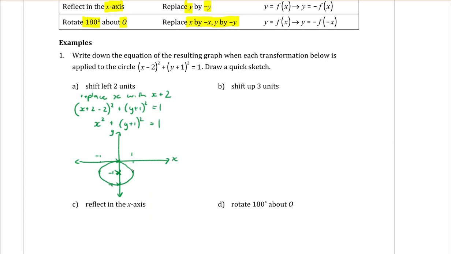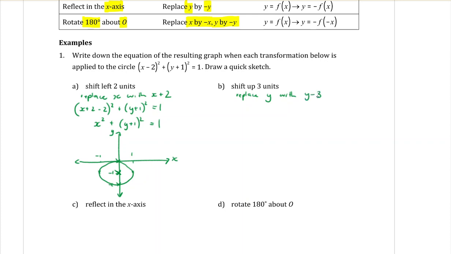We're just doing one shift at a time. We're going to shift up this time. So am I replacing the x or the y? Y. So I'm going to replace y, and I'm moving up. So what should I replace it with? I'm going to do y minus 3 for 3 spaces.